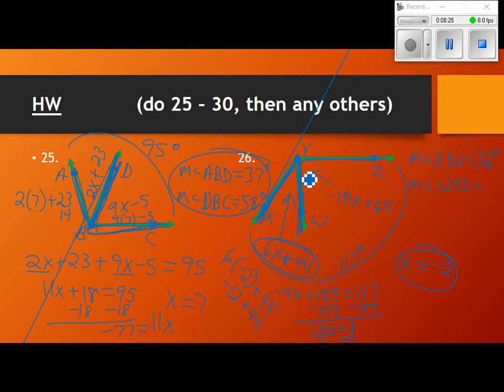WYZ is this angle. We can just plug in negative 2 right there. Negative 10 times negative 2 plus 65. Negative 10 times negative 2 is positive 20. 20 plus 65 is 85. So that angle is 85. Again, if we add those two up, we should come up with 117.